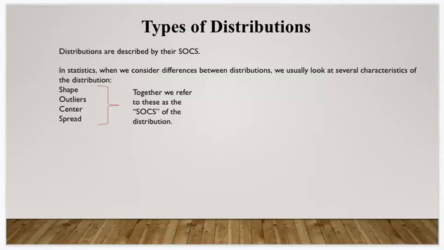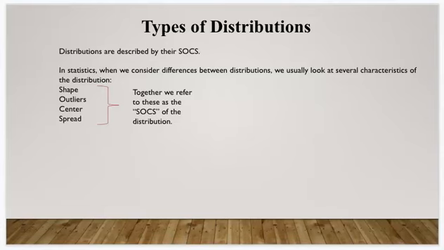In statistics, when we consider differences between distributions, we look at several characteristics of the distribution. And together we refer to these as the SOCS of the distribution. So number one is shape. That's the S. Number two is outliers. Number three is center. And the last thing is spread.